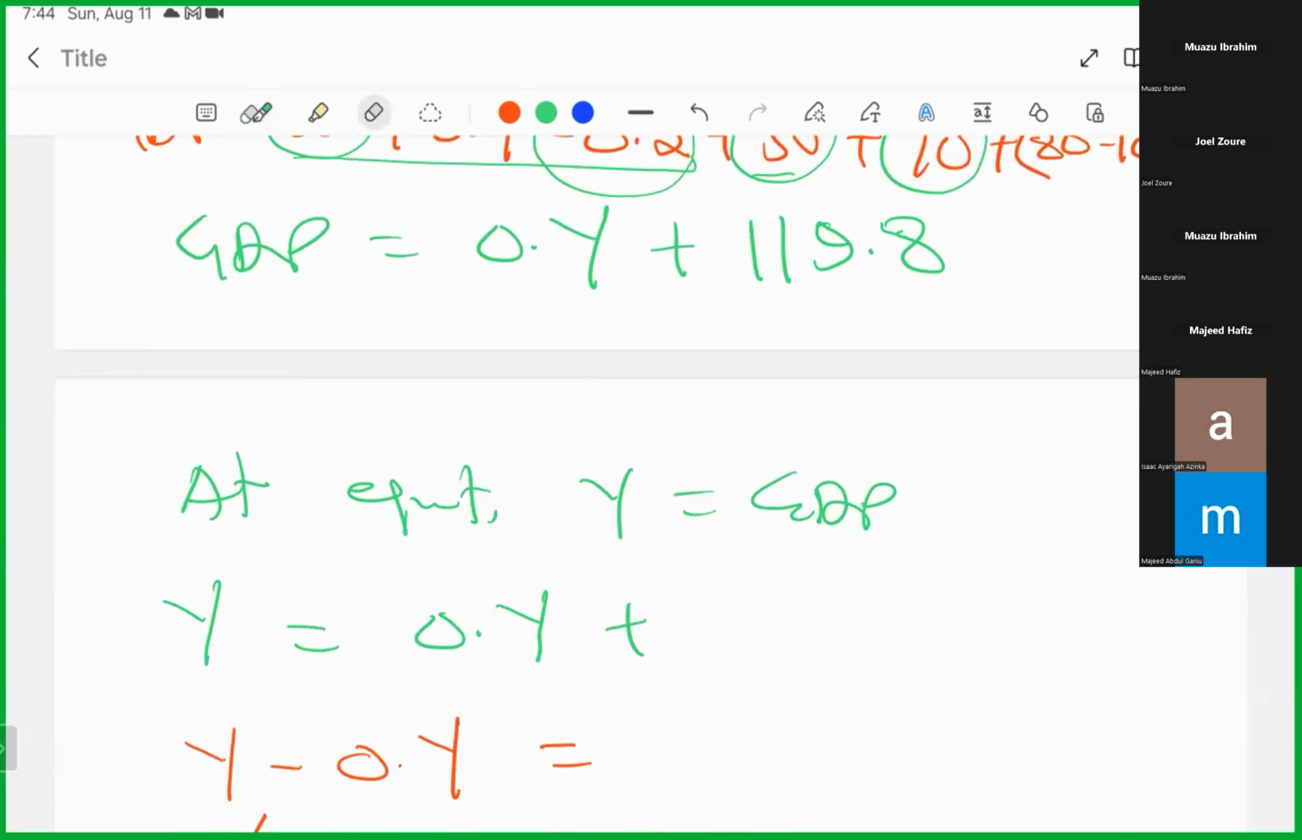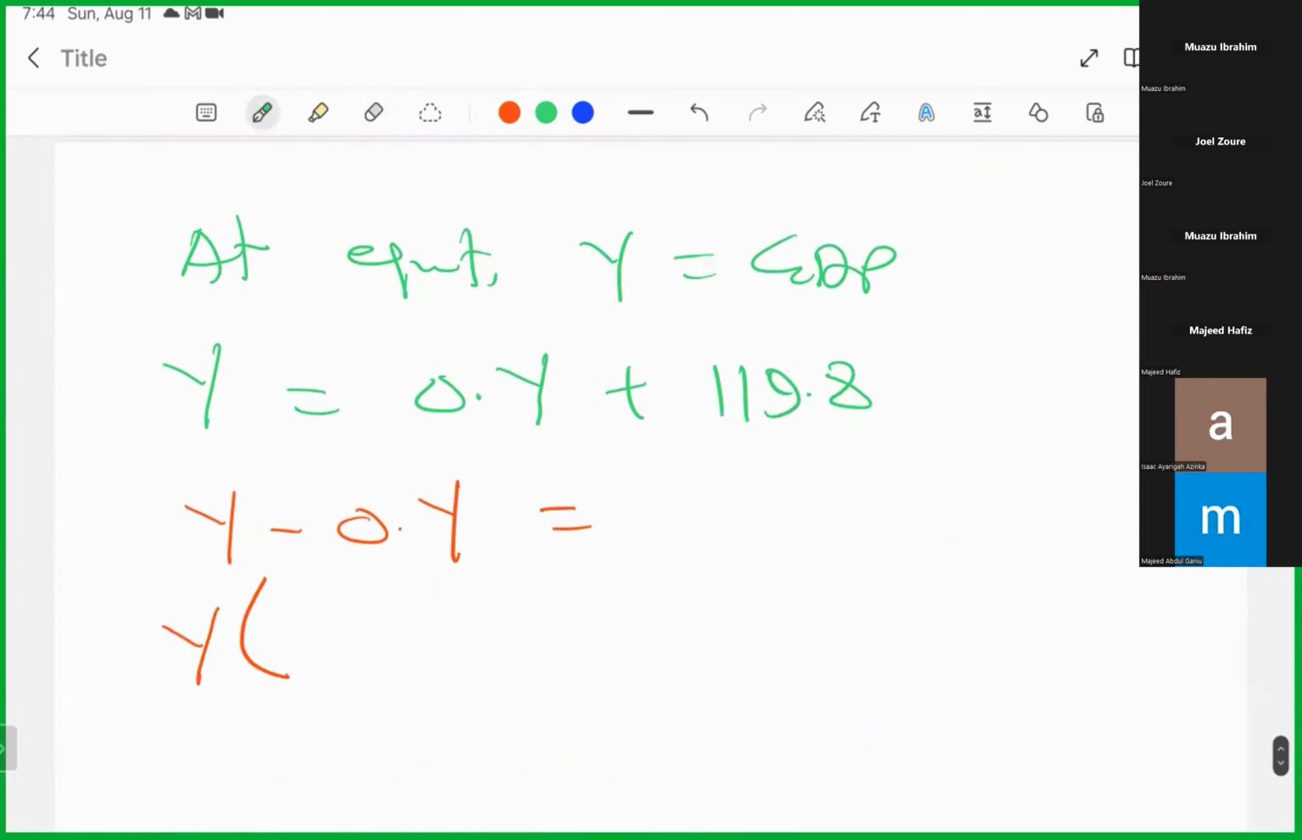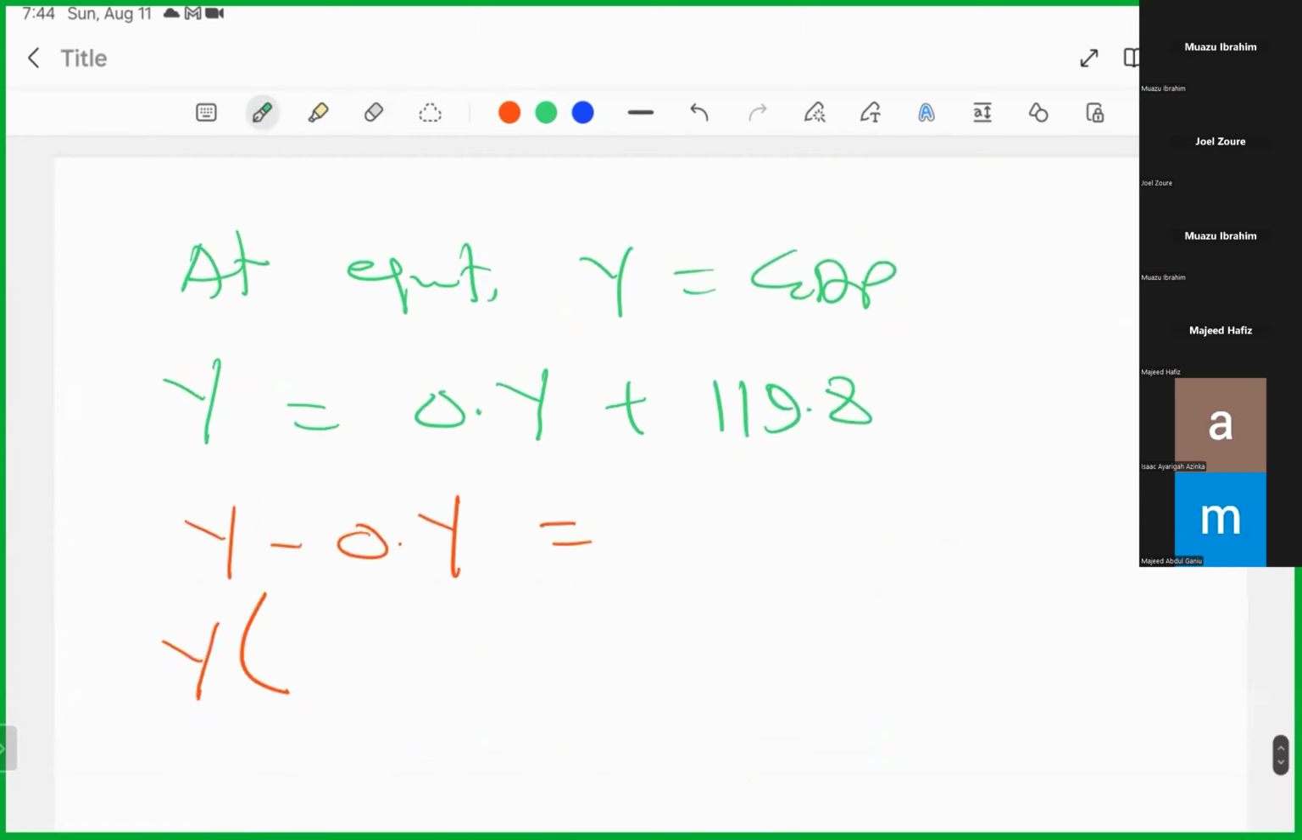So I was leading you into an abyss until a savior helped us. So 119.8. If we group like terms, here will be 1, and here would be minus 0.1, equal to 119.8.